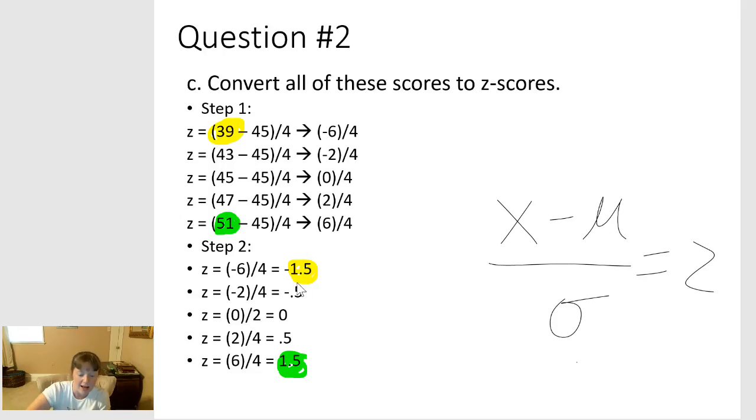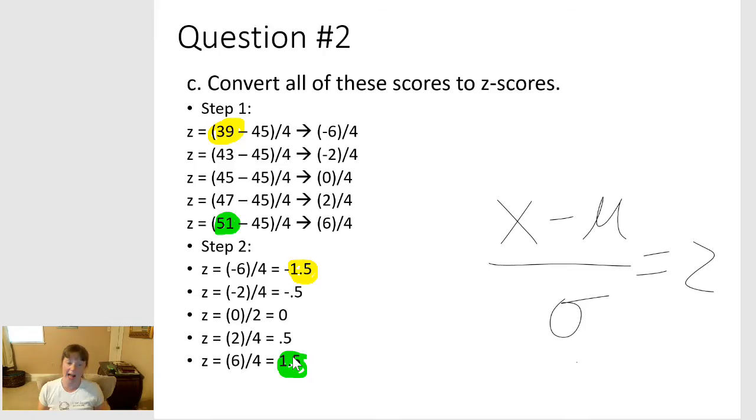Let's say the person with the original score of 39 is named Aiden. He had a z-score of negative 1.5. So Aiden is 1.5 standard deviations below average. And that's how you interpret a z-score. Let's say this is Claudia. She had a raw score of 51. Well, now she has a z-score of 1.5. She is 1.5 standard deviations above the average.